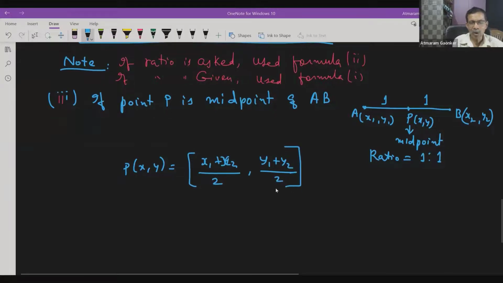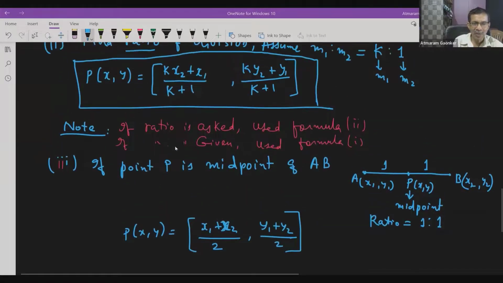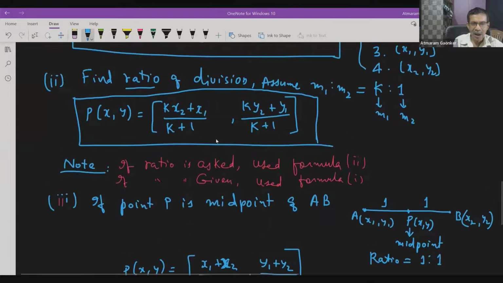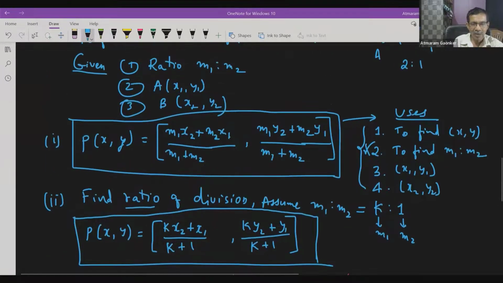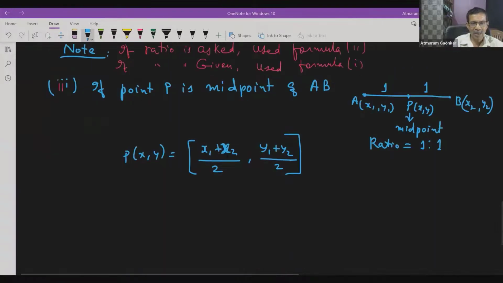Sometimes you may be asked to calculate the midpoint of a given segment. So you can write this formula straight away, x1 plus x2 divided by 2, y1 plus y2 divided by 2, because here it has come from this formula only, where m1 and m2 each are 1. So that will be x1 plus x2, and 1 plus 1 will be 2. So straight away it is x1 plus x2 divided by 2 and y1 plus y2 divided by 2. So this is the third formula you have to remember.